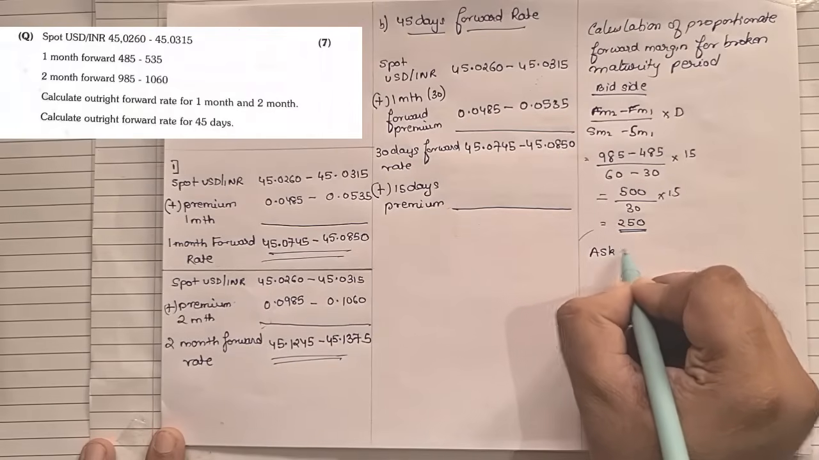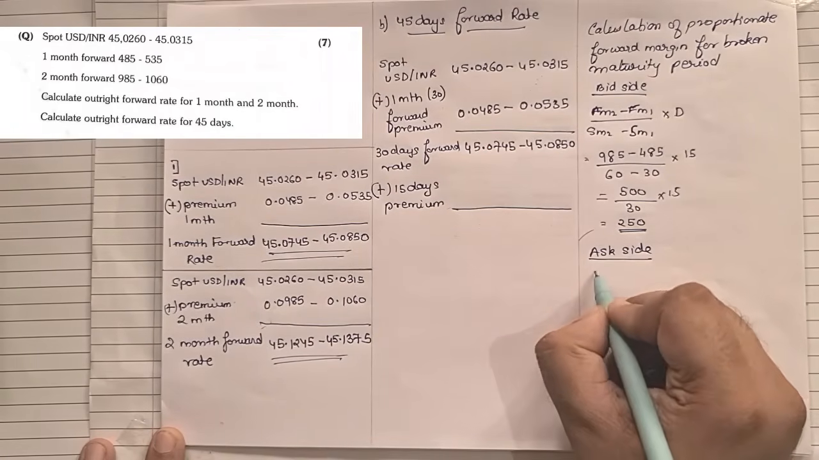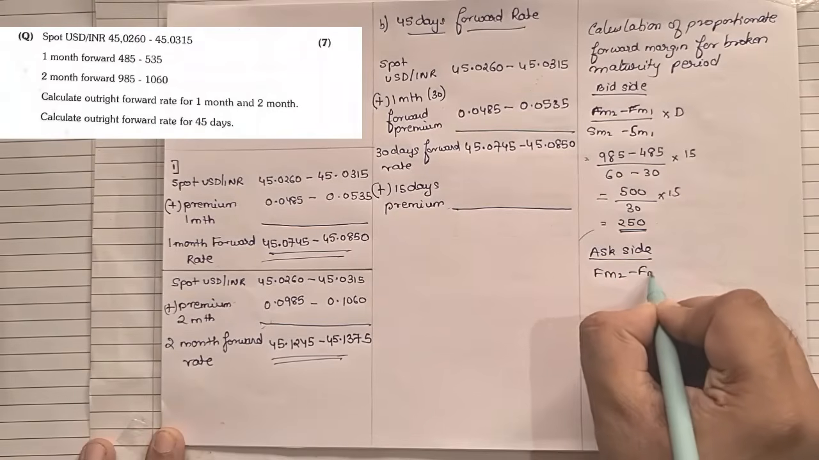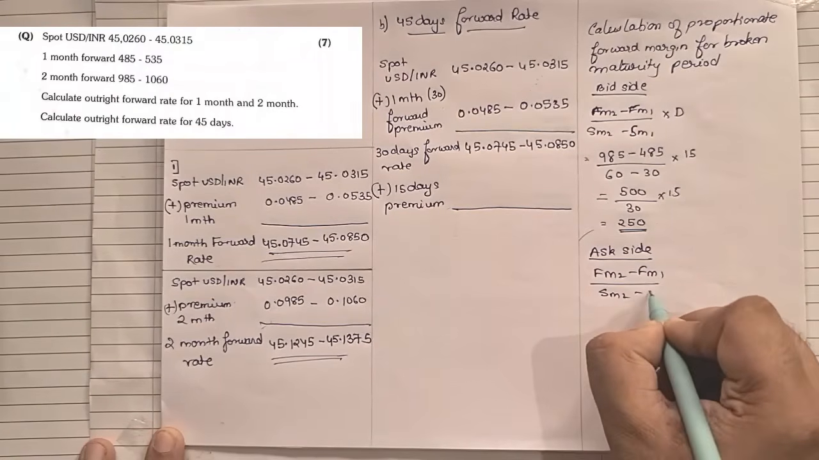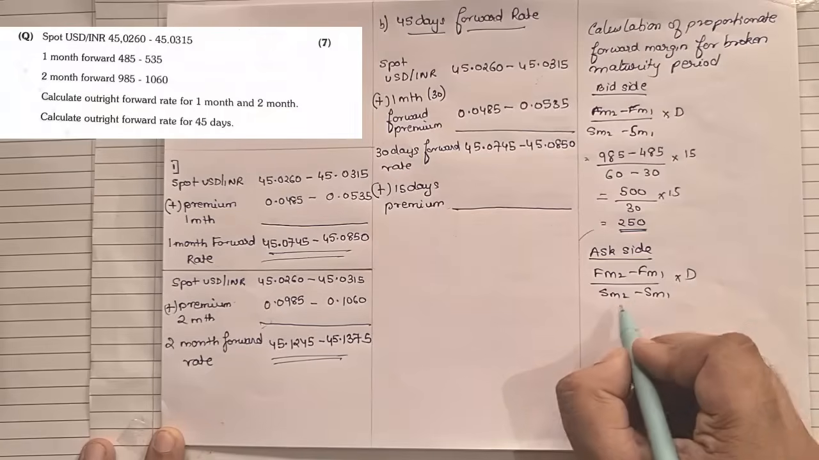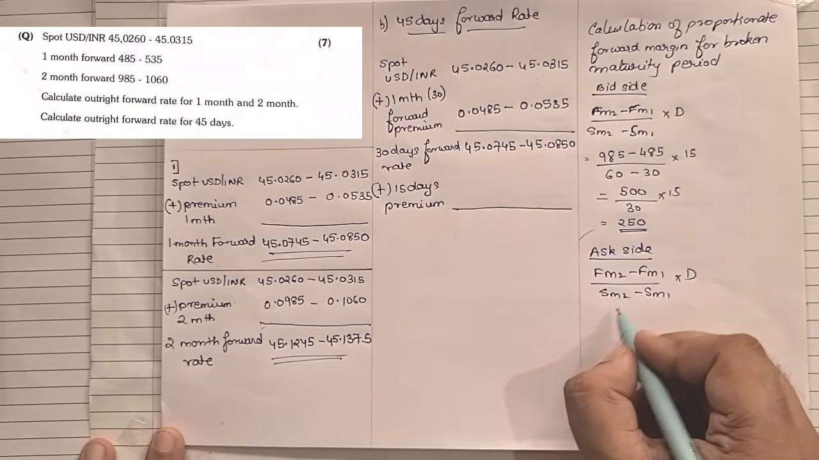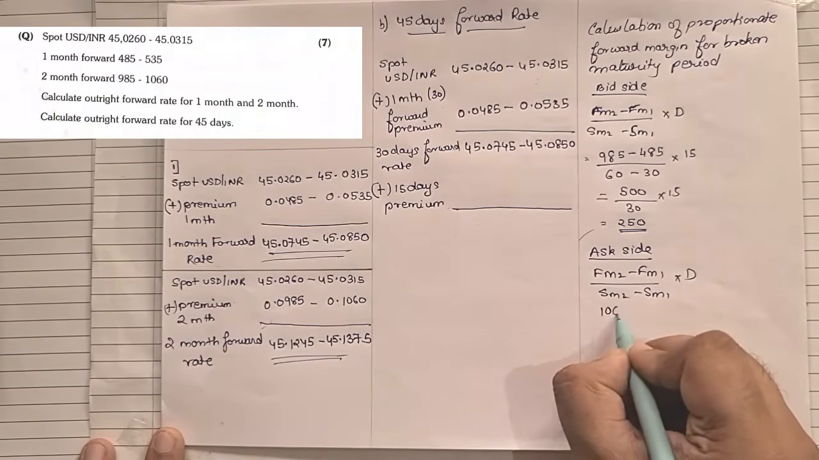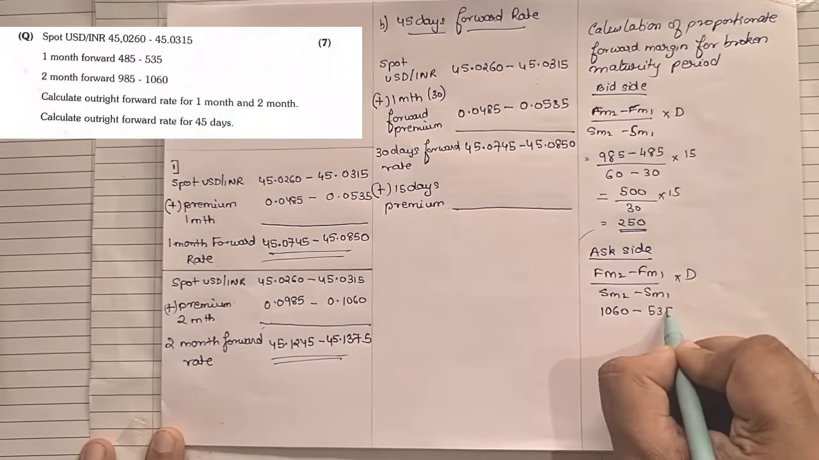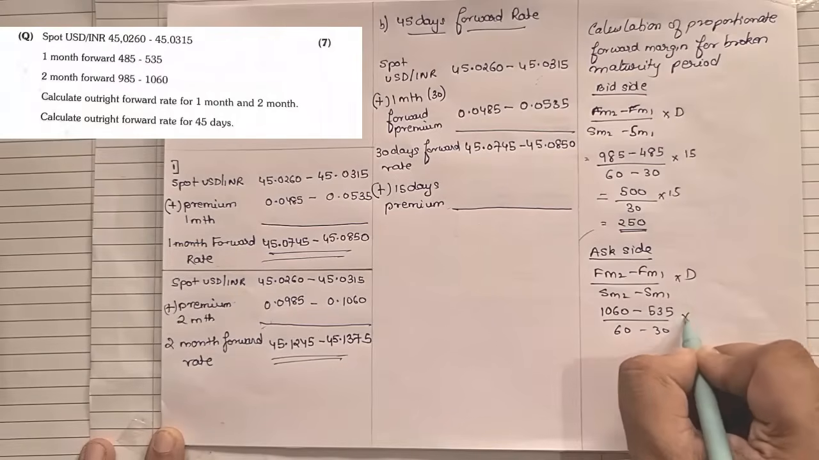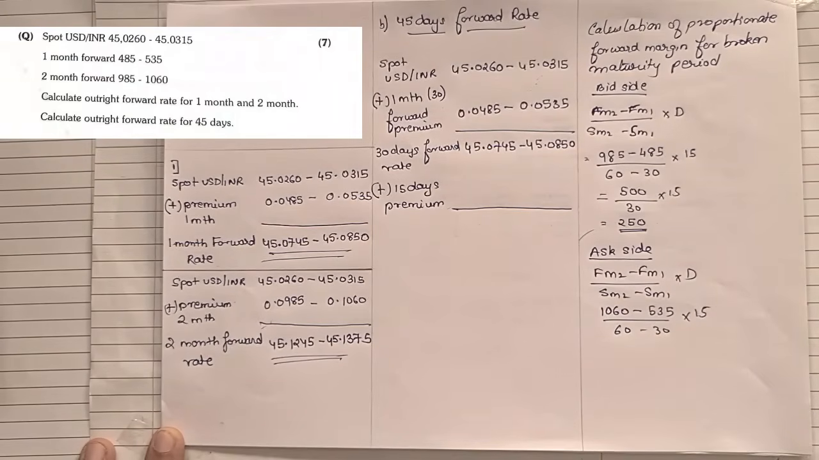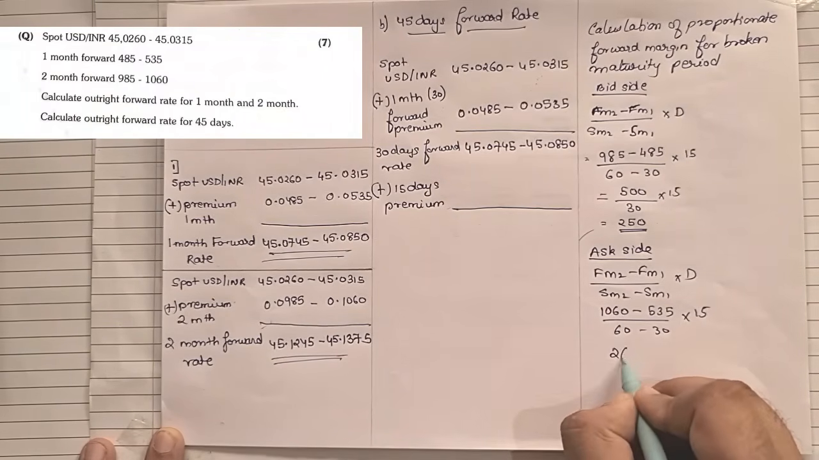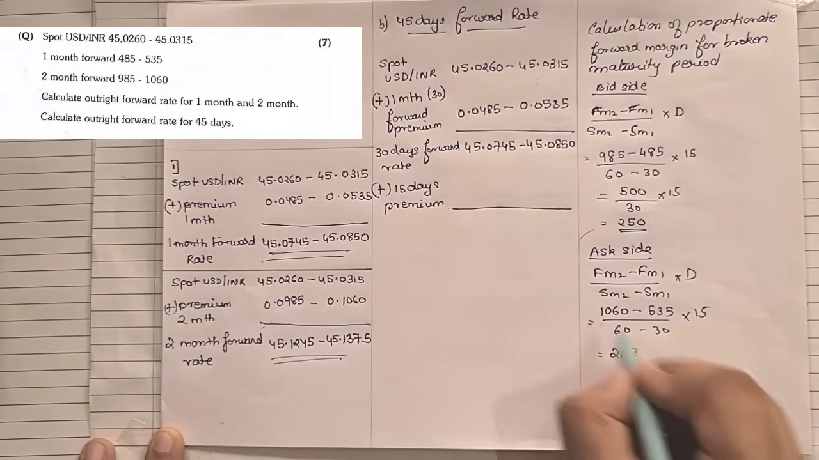Now same way we'll do for the ask side. The formula remains the same, FM2 minus FM1 upon SM2 minus SM1 into D. Now the difference of ask rates was 1060 minus 535 upon 60 minus 30 into 15. So it will be 1060 minus 535 upon 30 into 15. So I will get the value as 263, rounded up to 263.